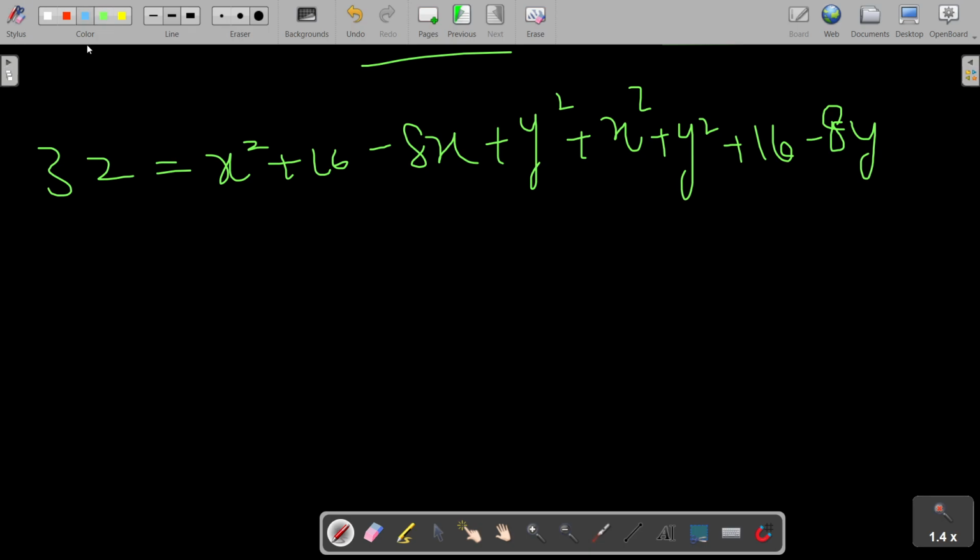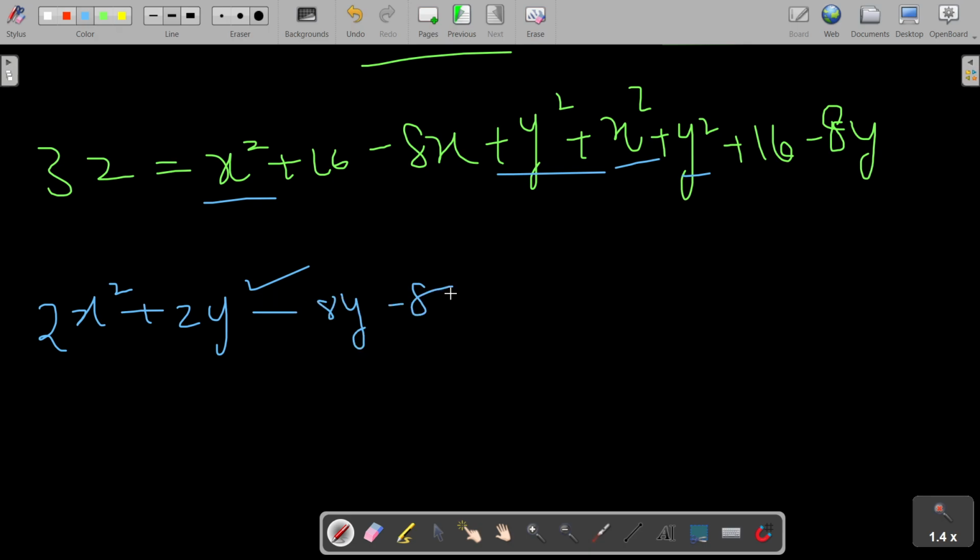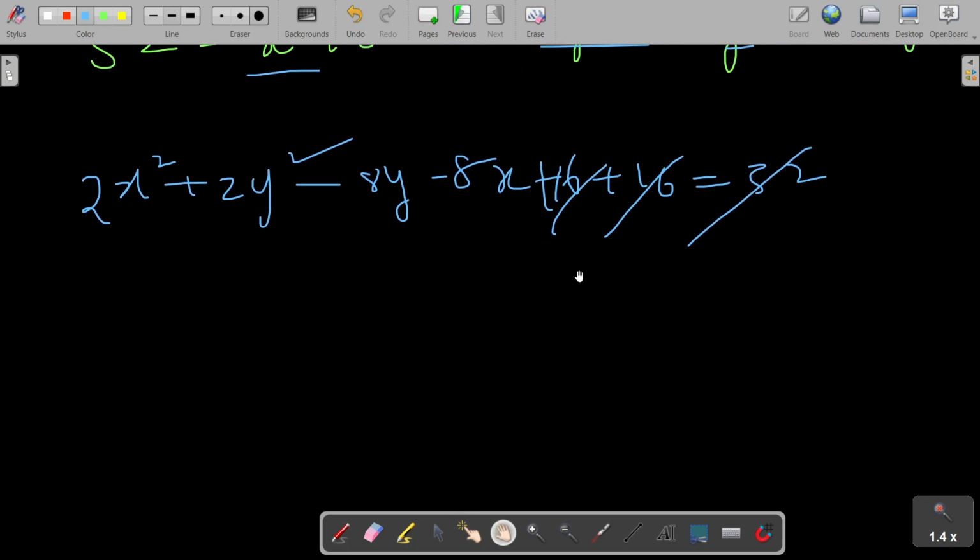Well, what we have is 2x squared plus 2y squared, and I have negative 8y, negative 8x, plus 16 plus 16 is equal to 32. This 16, this 16, and this 32 will get cancelled because 16 plus 16 is 32.